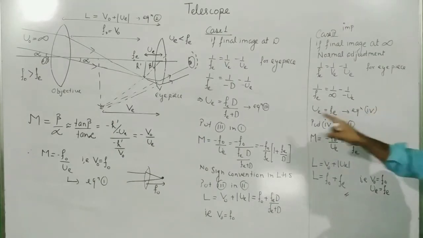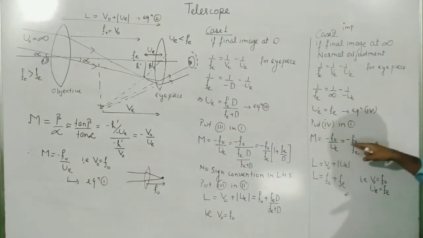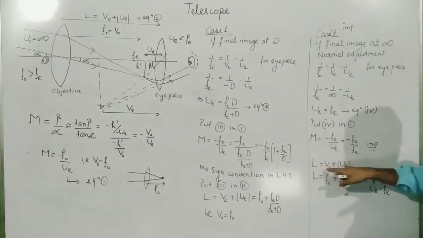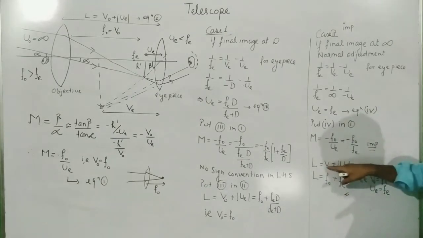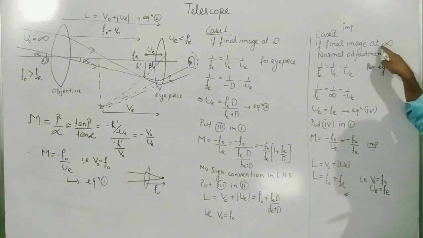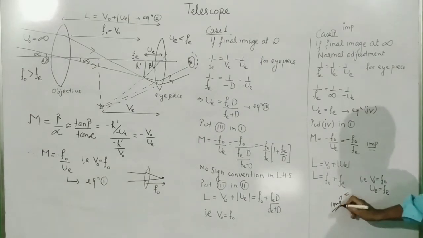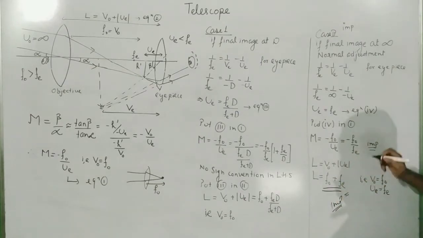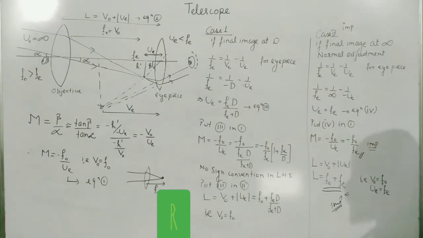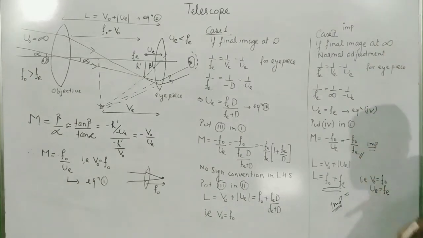Now put 4 in equation 1. My magnification will become minus F0 by FE. This is an extremely important formula. And what is the length of the telescope? V0 plus UE, the general formula. V0 is F0 in a telescope, and UE is FE under this condition when the image is formed at infinity. This is also a very important formula. So the length of the telescope is F0 plus FE, and the magnification is minus F0 by FE when the final image is at infinity. This segment is extremely important for you. Please take a note.